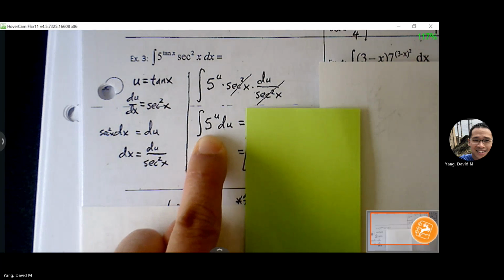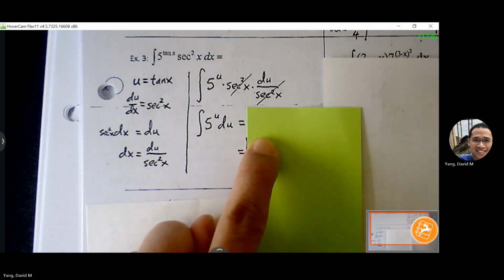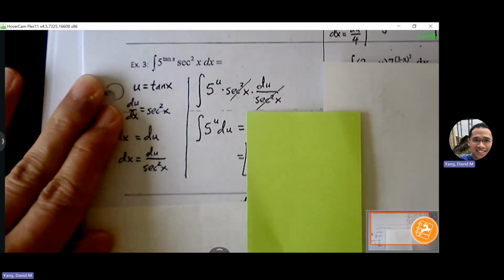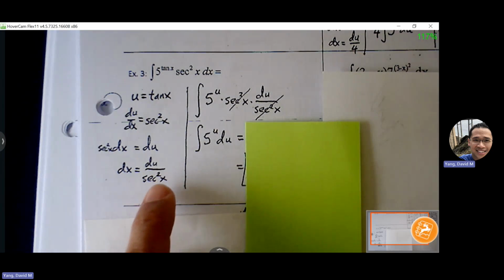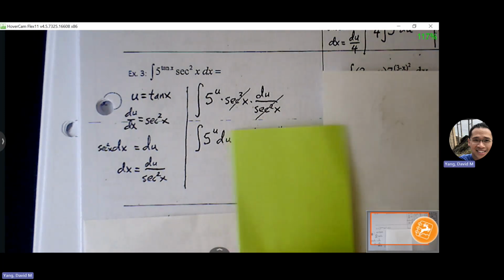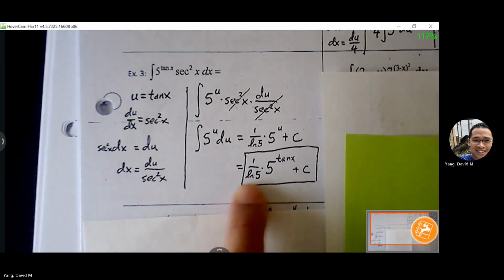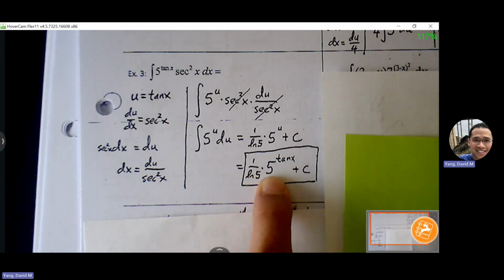So what's your antiderivative going to be? 1 over natural log of 5 times 5 to the u plus c. And then replace the u back in terms of x. This is fine. You can also put the natural log of 5 below the 5.